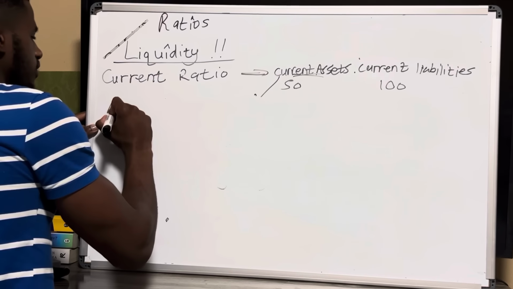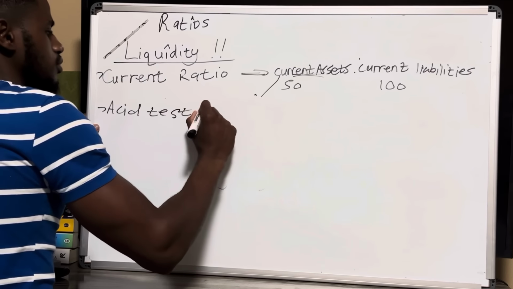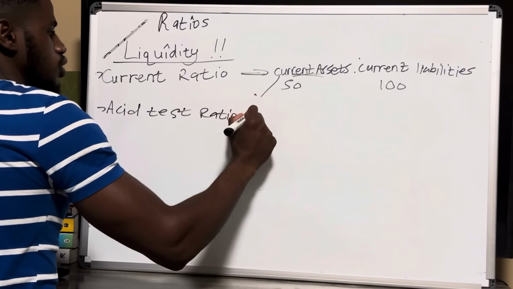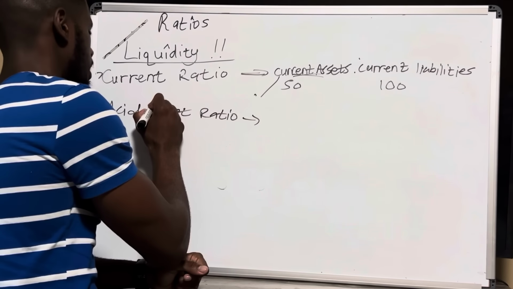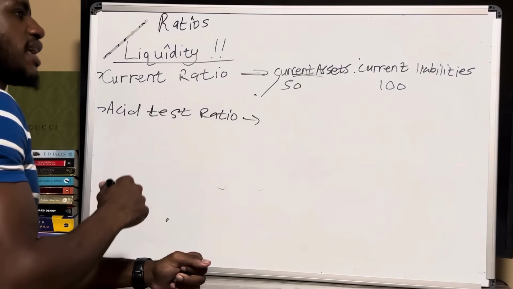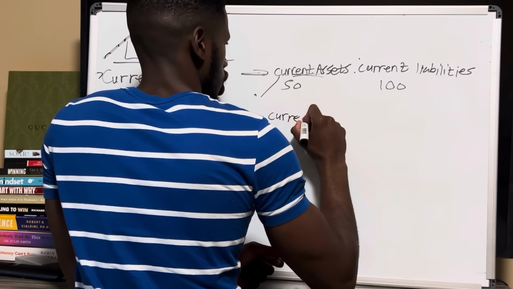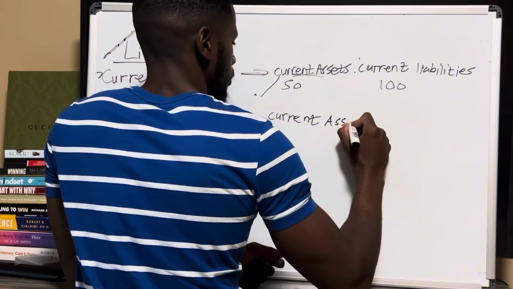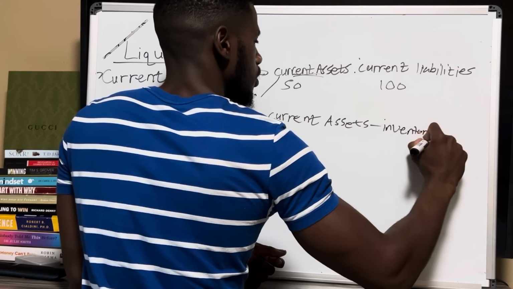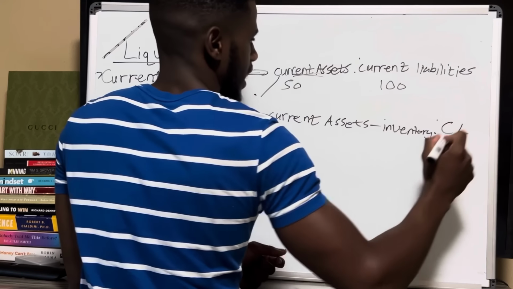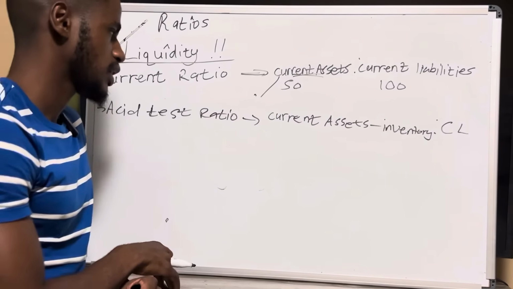Next, then we have acid test ratio. Now this one is similar here, but the difference is we want to see if we are still able to pay our current liabilities even without us needing to buy stock. So the ratio is current assets minus inventory over CL. The CL is for current liabilities. I just did not have enough space.